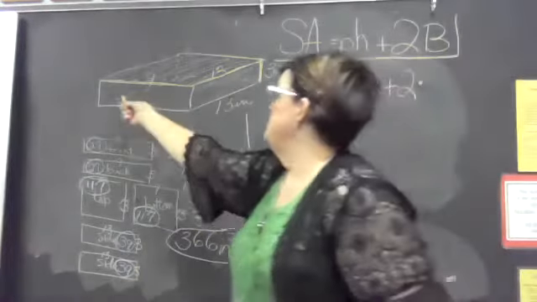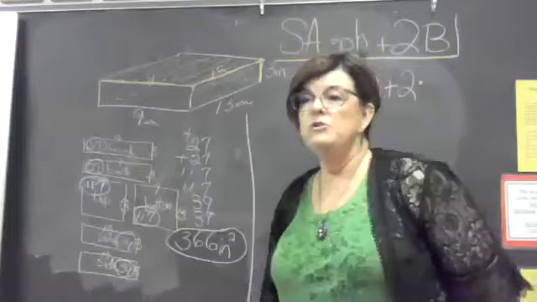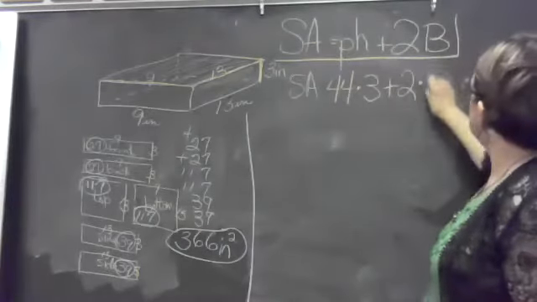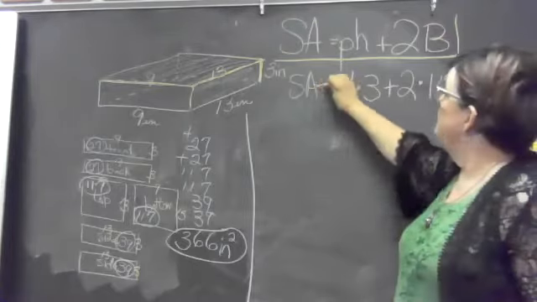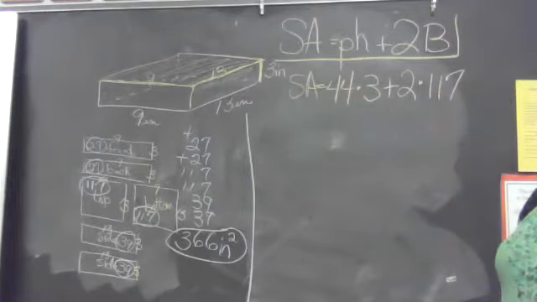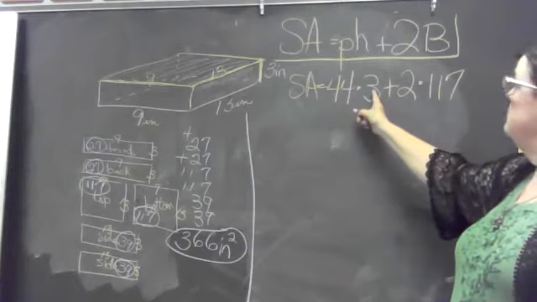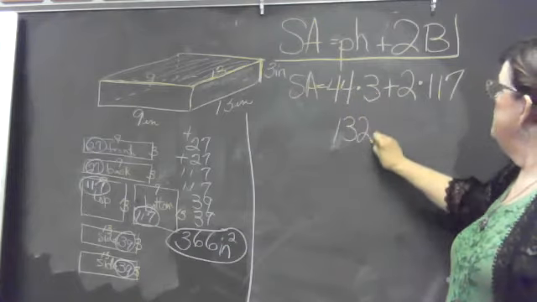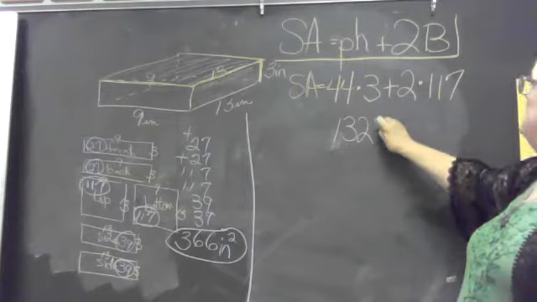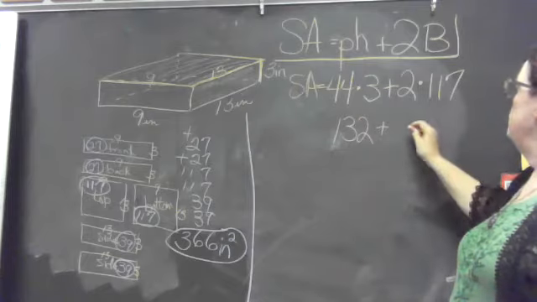The area of the base is length times width. Okay, length times width. The area of the base is 117. And so all I have to do now is my multiplication. So I have 44 times 3 should be 132, I think. Yes. Plus 234.